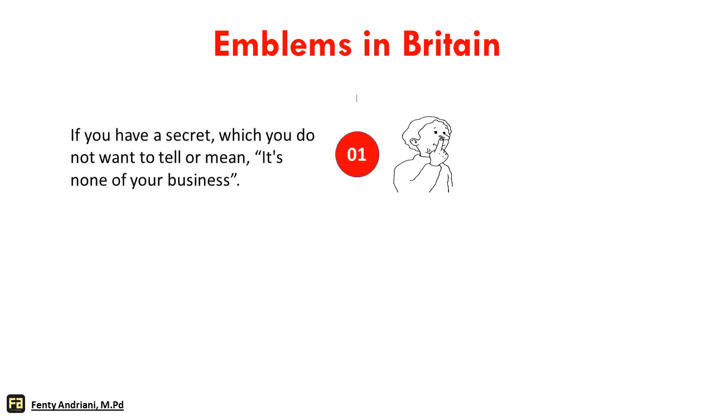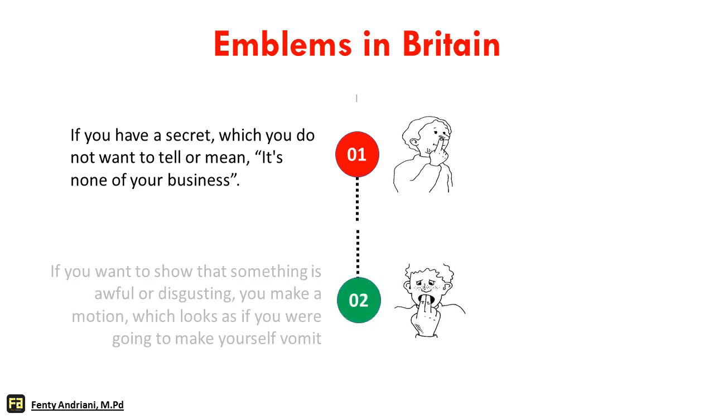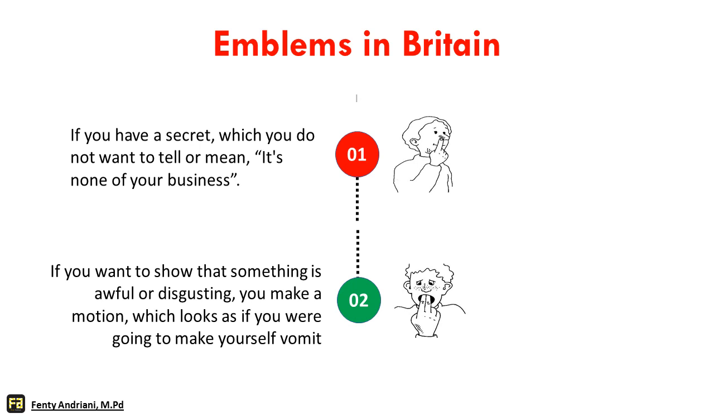Other examples of emblems in Britain. In the case you have a secret which you do not want to tell or mean it's none of your business, then you tap the side of your nose with your forefinger. Or maybe if you want to show that something is awful or disgusting, you make a motion which looks as if you were going to make yourself vomit by moving your index and middle finger held together towards your open mouth.